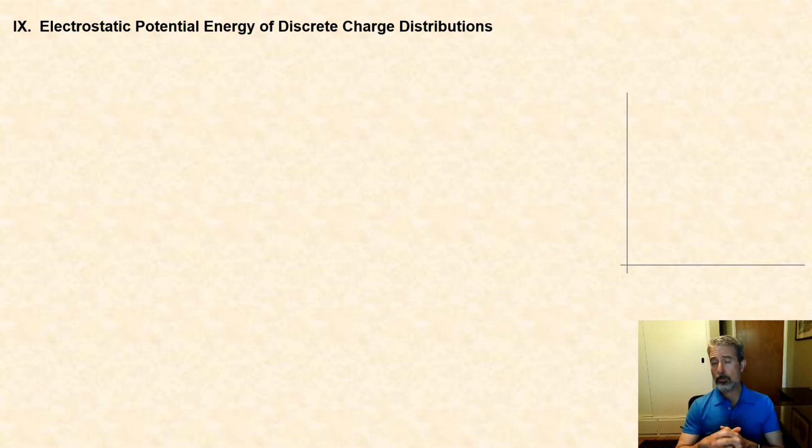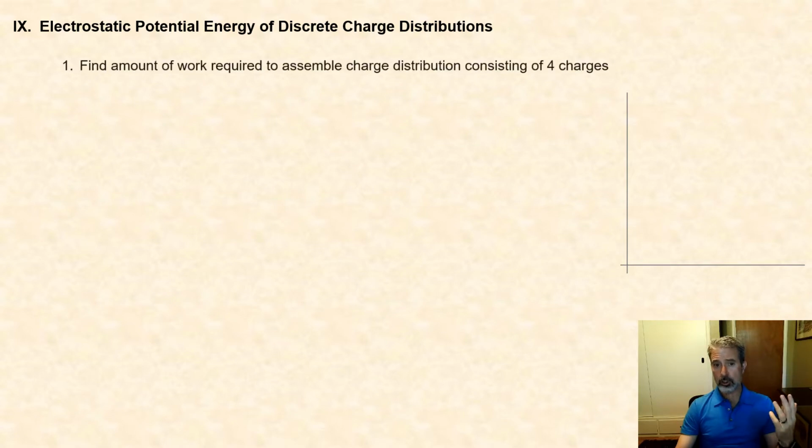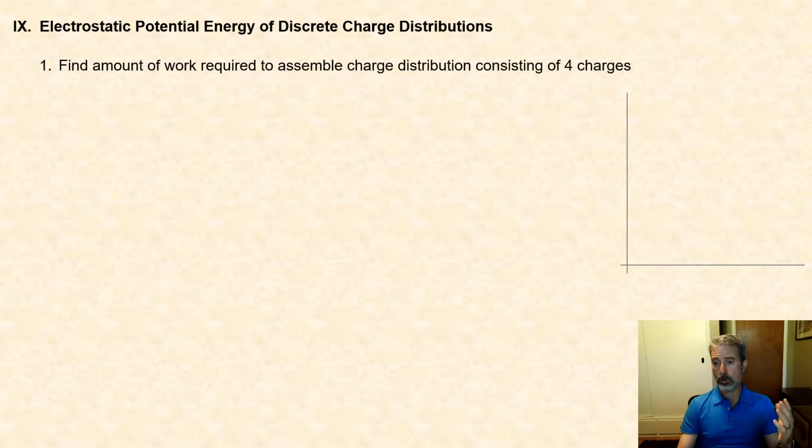distribution. So I want you to imagine that you inhabit a universe where there are no charges, and we're going to, one at a time, build the charge distribution. In this example we'll look at enough charges that hopefully you're going to get the idea of how this works. On the next slide we will generalize our results here. But we need to start by finding the amount of work required to assemble a charge distribution consisting of 4 charges.